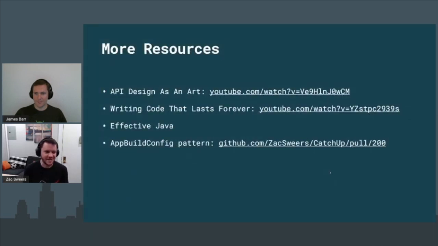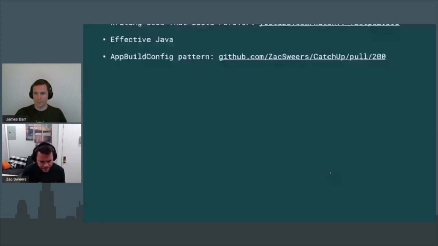Some more resources here. API design as an art is a talk that I gave a few years ago about this. There's Jesse Wilson's Writing Code That Lasts Forever talk. Effective Java, the book, is always a great resource for these kinds of things. And also a link to an example of this app build config pattern.